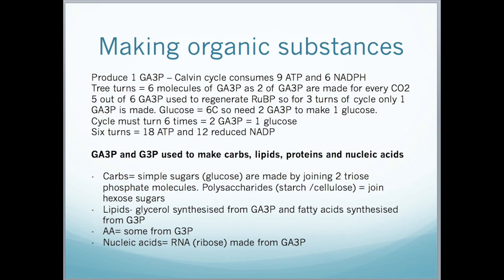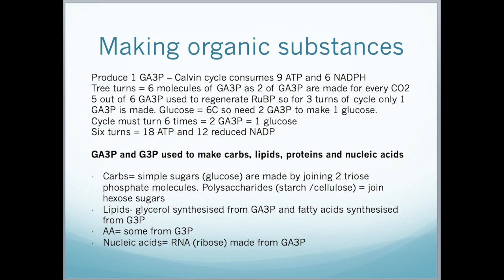However, glucose is a 6-carbon sugar, so we need 2 of the glyceraldehyde 3-phosphate to make 1 glucose. So the cycle therefore must turn 6 times to produce 2 GA3P, which will then give us 1 glucose. So when the cycle turns 6 times, it uses up 18 molecules of ATP and 12 molecules of reduced NADP. The Calvin cycle is the starting point for making all the organic substances a plant needs.